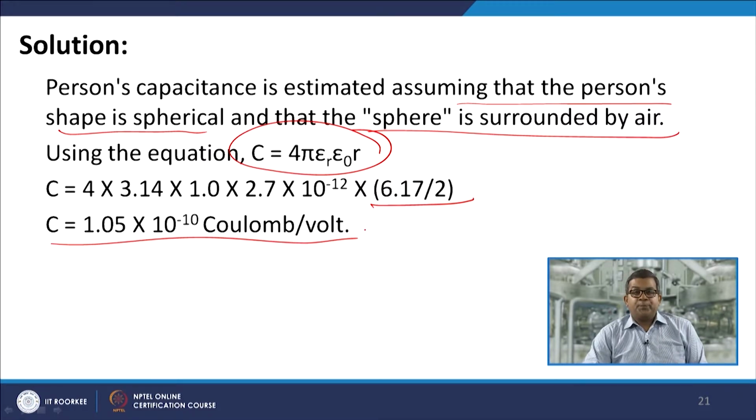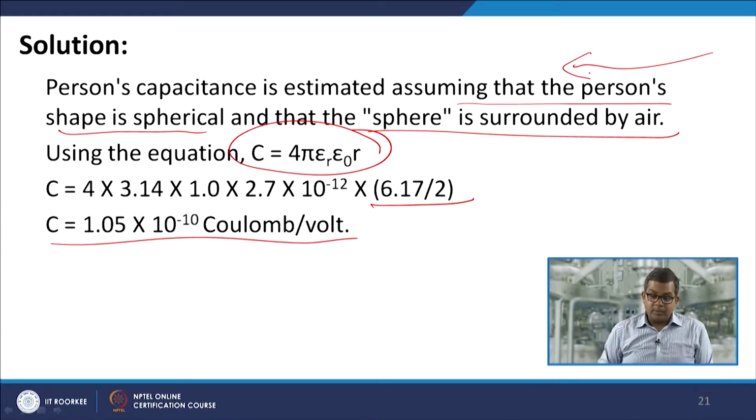Sometimes it is an unavoidable scenario that you need to go for this type of assumption, that the person's shape is spherical. Then you can assume. Although in our day-to-day life, things are a bit different. So you need to perform the things as per the requirement and as per the formula. So let us take another numerical example.